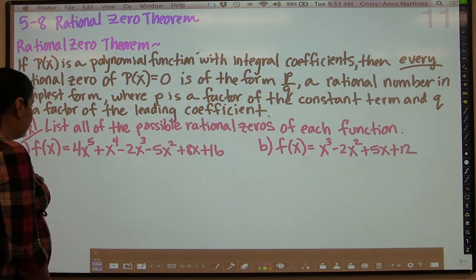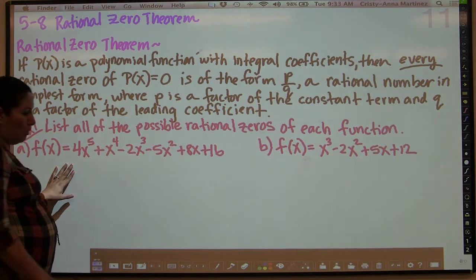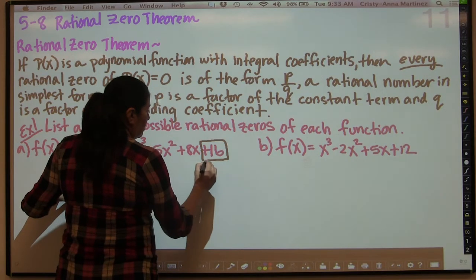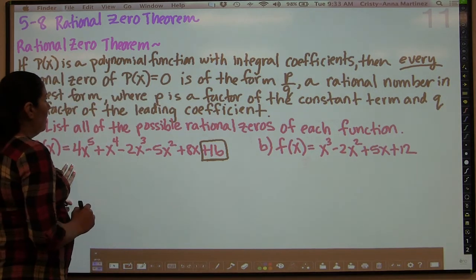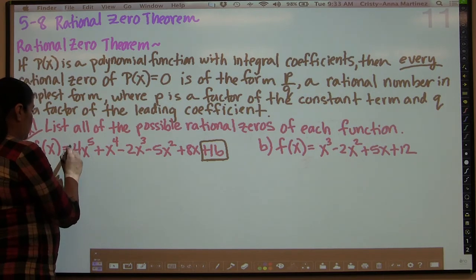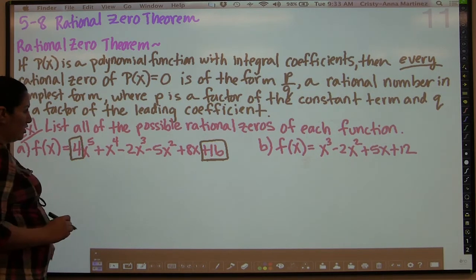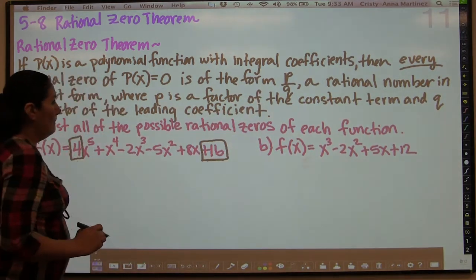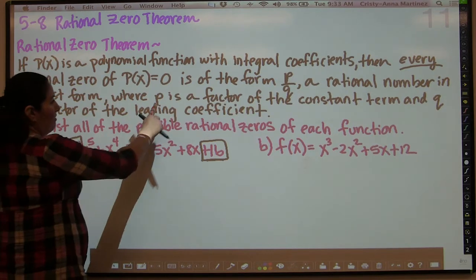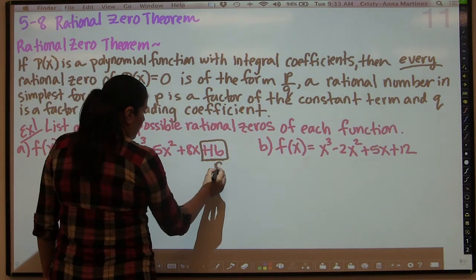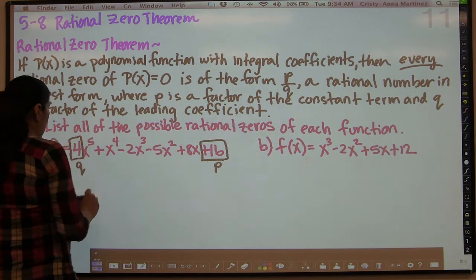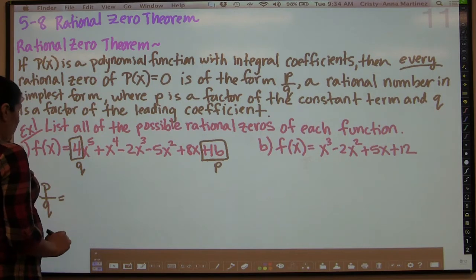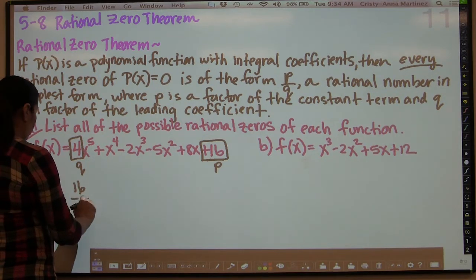So how does it do that? You take your polynomial and you're primarily looking at the constant term, which in this case is positive 16, and the leading coefficient, which is positive 4. Those are the two numbers in play here. It's p over q, and p is a factor of the constant term. So this is my p, and this is my q. What I need to do is create a fraction of p over q. So I'm going to get 16 over 4.